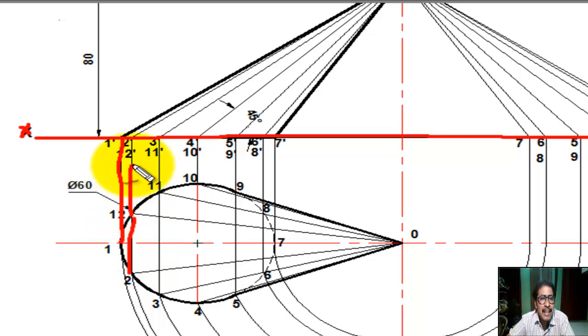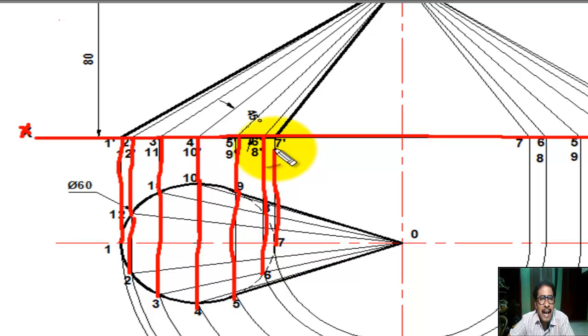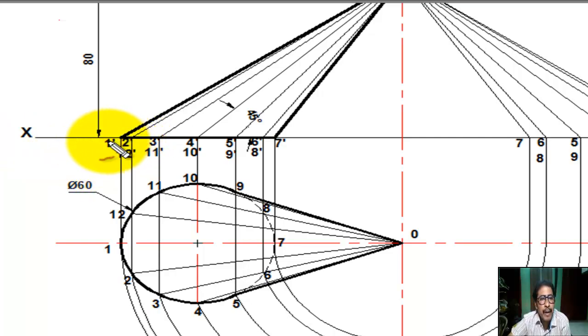Draw the projection line from 3 and 11. Draw the projection line from 4 and 10. From 5 and 9, draw the projection line up to XY. Draw 6 and 8 point, draw the projection line. Draw from 7 point, draw the projection line up to XY line.